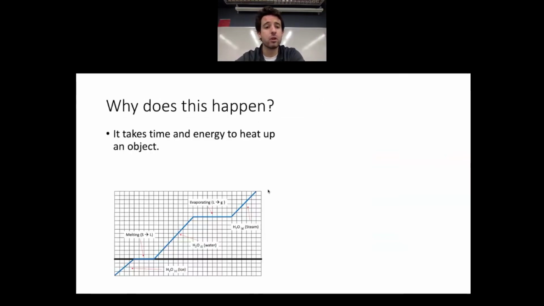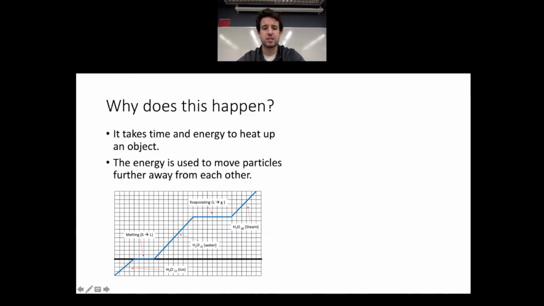Why does this happen? We said that it takes time and energy to heat up an object, and the energy is used to move particles further away from each other. So kind of that energy is taking it to actually change it from a solid to a liquid, which is kind of interesting. So here's kind of what's happening with the particles.